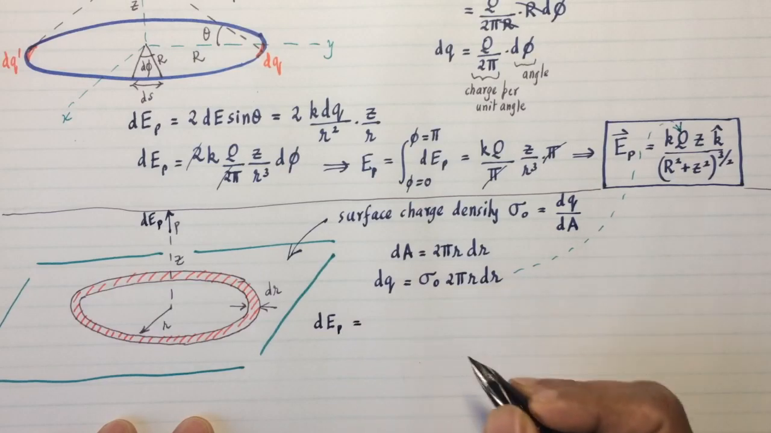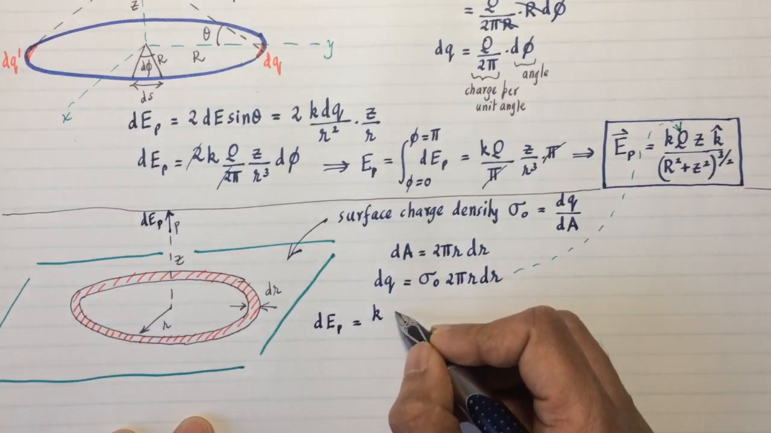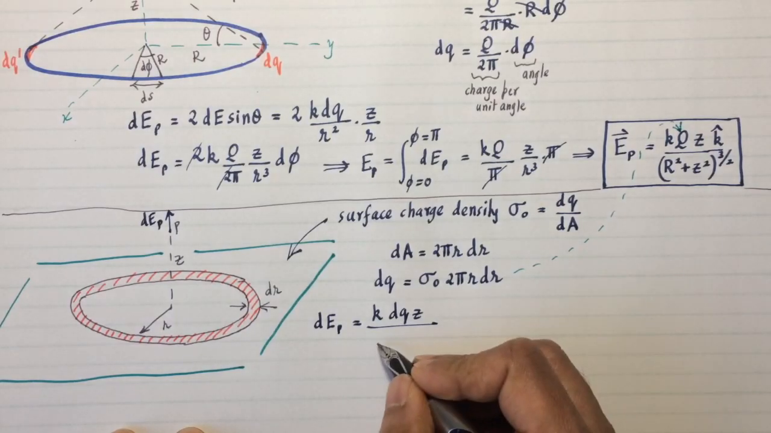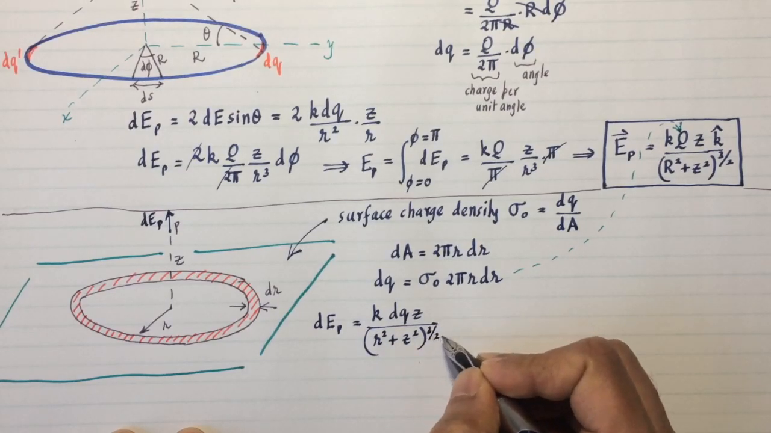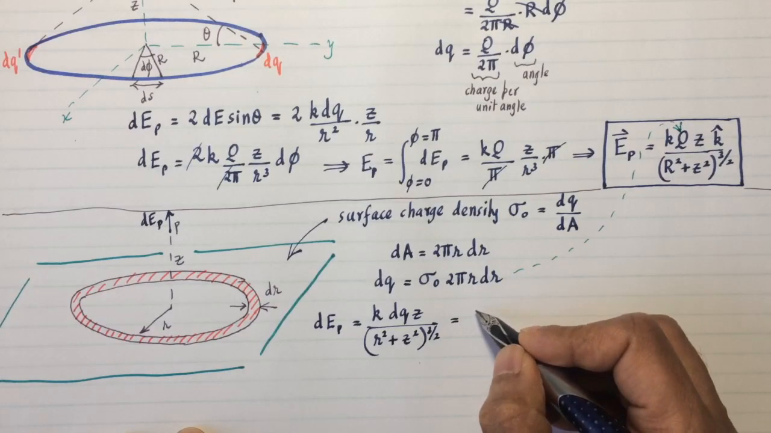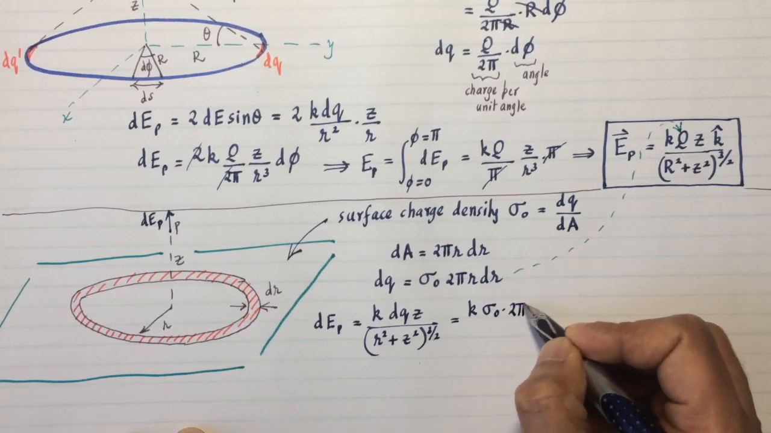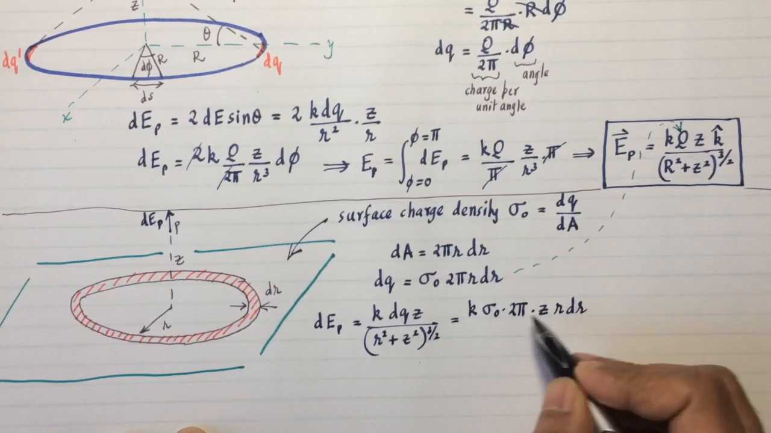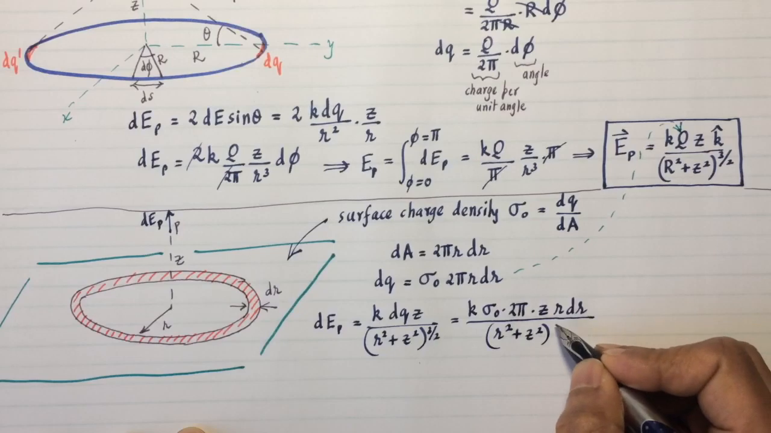So dE at point P, the new dE at point P, is going to be k times dq times z over r squared plus z squared to the power 3/2. Now dq is all of this. So that's going to be k times sigma naught 2 pi, I'll put the z first, z r dr over r squared plus z squared to the power 3/2.